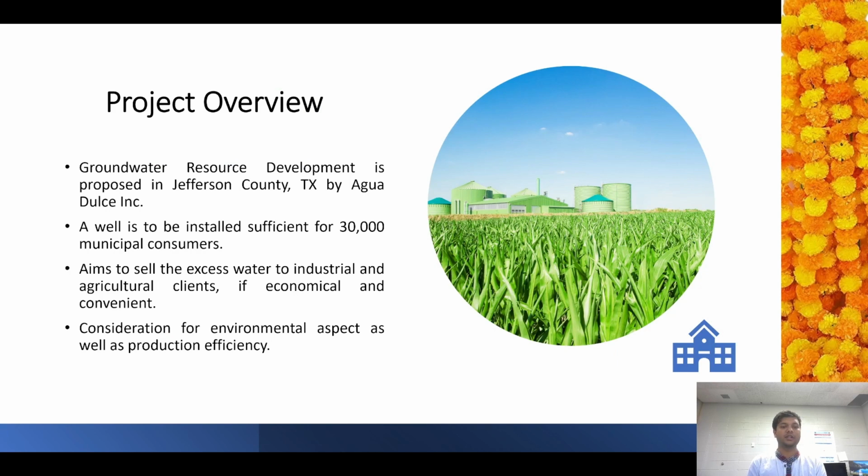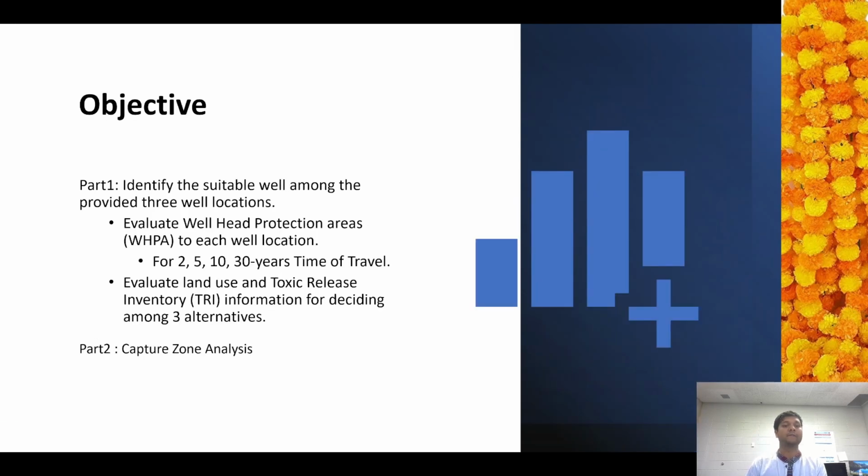Talking about the project, groundwater resource development is proposed in Jefferson County, Texas by Aquadels Inc. A well is to be installed sufficient for 30,000 municipal consumers. It aims to sell the excess water to industrial and agricultural clients if it is economical and convenient. Consideration for the environmental aspect as well as production efficiency is also given.